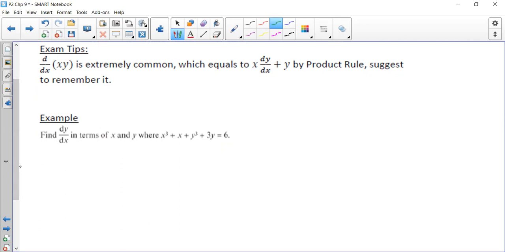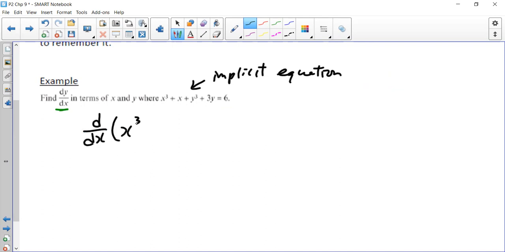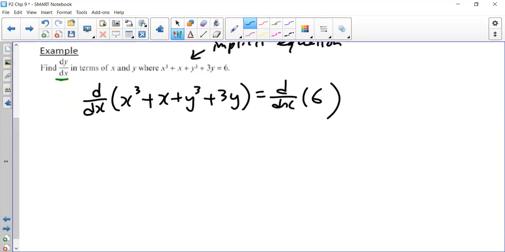Example: find dy by dx in terms of x and y, where x cubed plus x plus y cubed plus 3y equals x plus 6. We want to find dy by dx. This is an implicit equation, because you can't really separate the y and the x. You can't make y the subject here. So to find dy by dx, we first apply d by dx on both sides, as a whole bracket. This d by dx means to differentiate whatever's coming up next in the bracket.